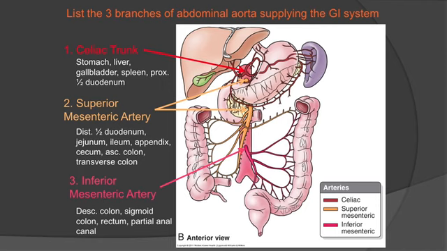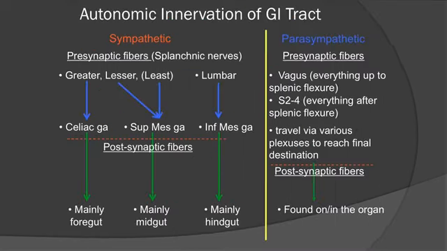So the celiac trunk is going to supply the foregut structures, and those structures are listed on the slide. The superior mesenteric artery is supplying the midgut, and it's supplying those structures listed. And then the inferior mesenteric artery is supplying the hindgut structures, and those are listed here. We'll get into more detail about the specific blood vessels that are part of these different major arteries, but this is just an overview to give you that sense of the blood supply to the GI tract.